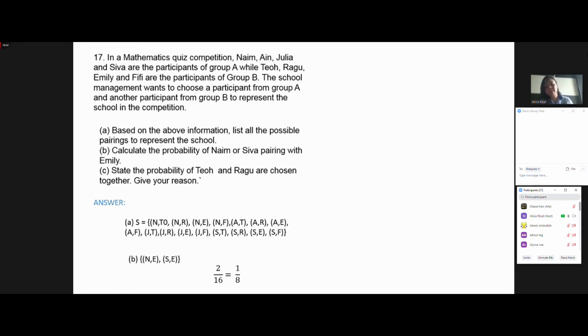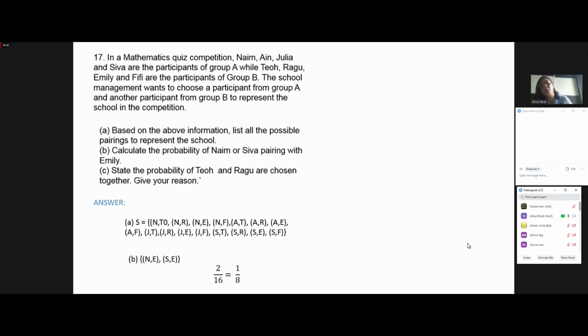Question C is also asking you to state the probability of Theo and Raghu chosen together. All right. Let me ask someone. You should remember what answer you wrote, because this is very different from the other answers. Okay. Who's the lucky person? You want this one. Oh, wow. Where did you go? Alah, don't look at the answer. Okay, Yan Tong.